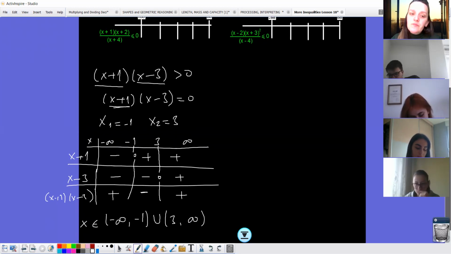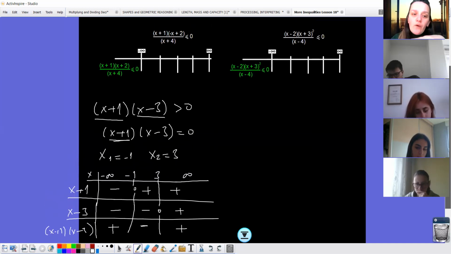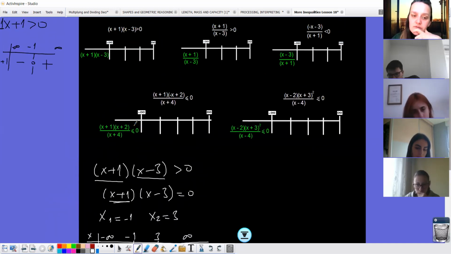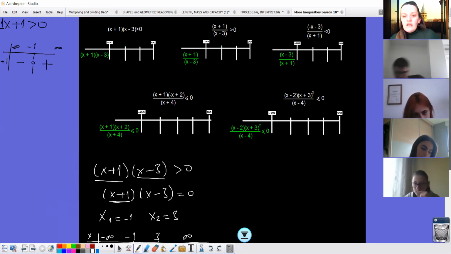Now here it's not that problematic. I want to show you these ones, for example, when you have three different expressions and division and multiplication and everything.